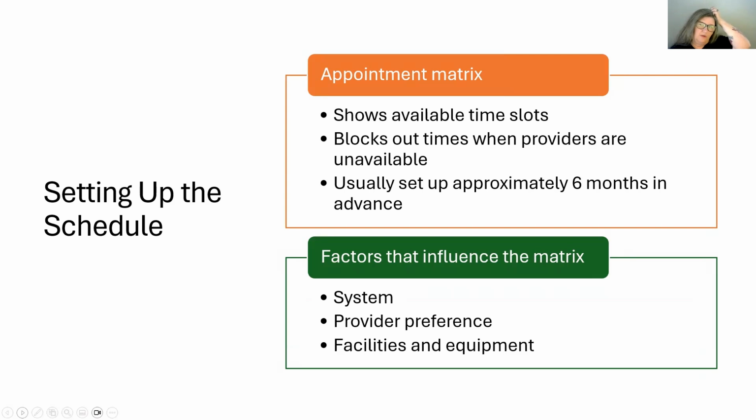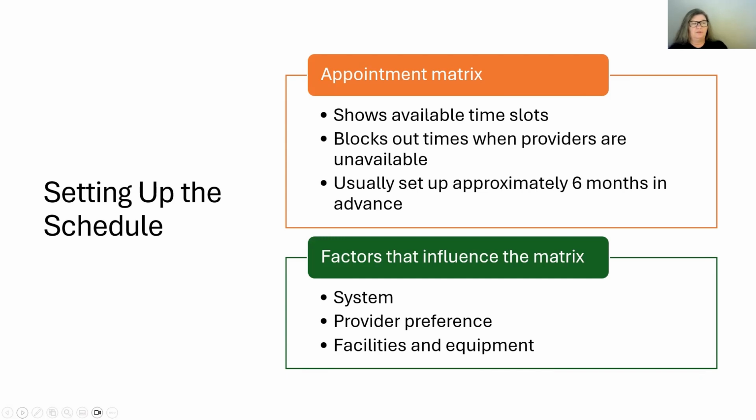Setting up a schedule, we set up what we call an appointment matrix. And no, not matrix like Keanu Reeves matrix. A matrix, a way of showing specific things. In this instance, the appointment matrix shows the available time slots that we have.